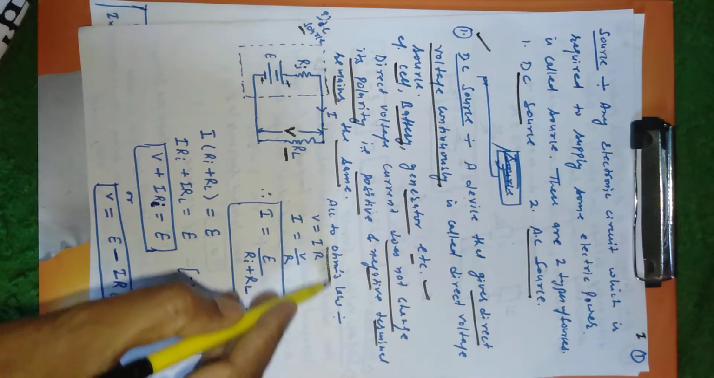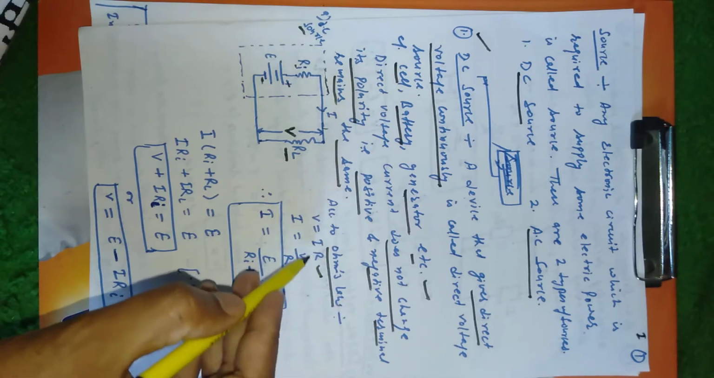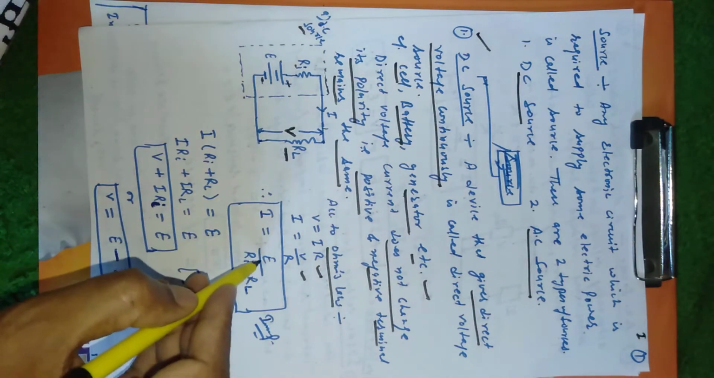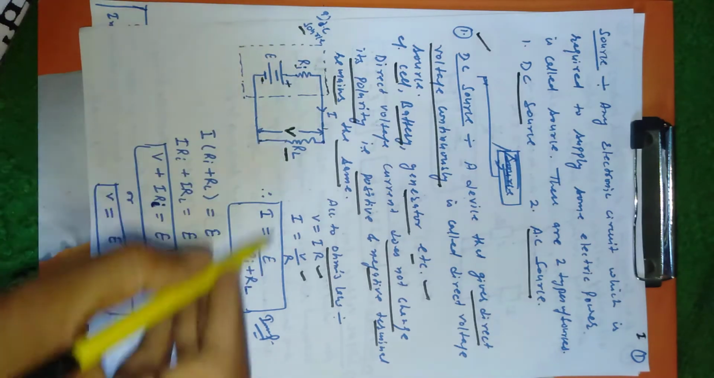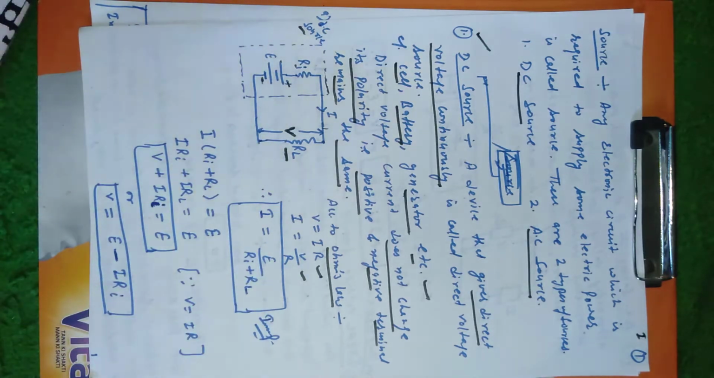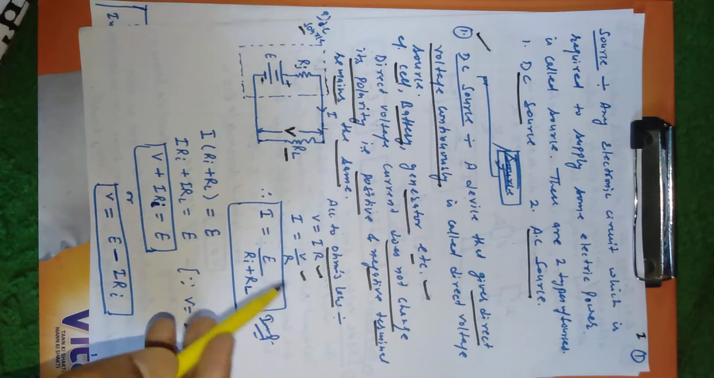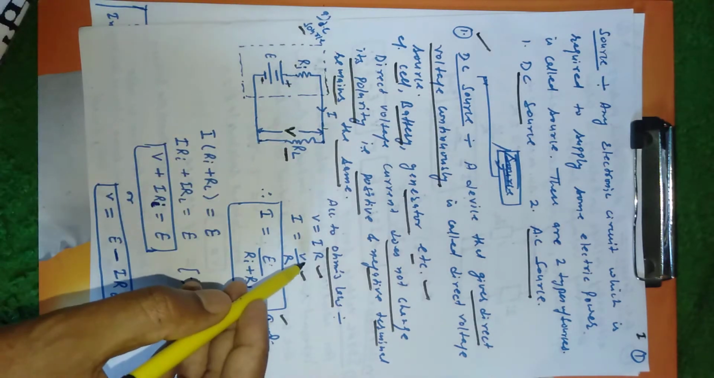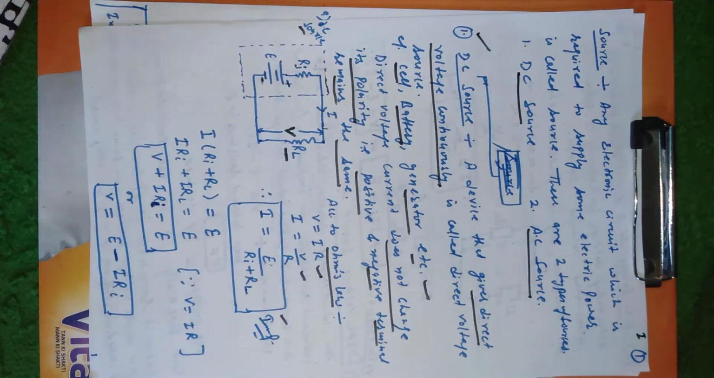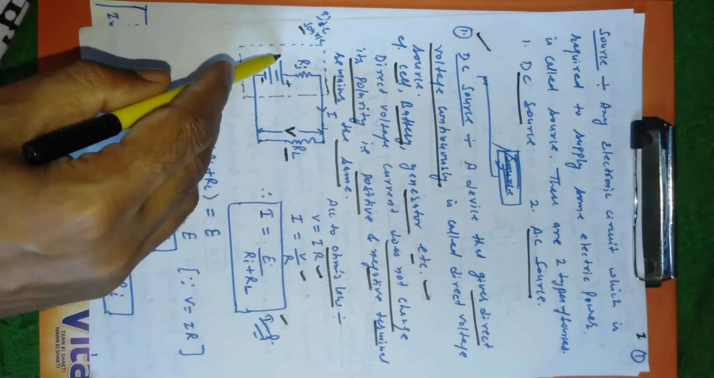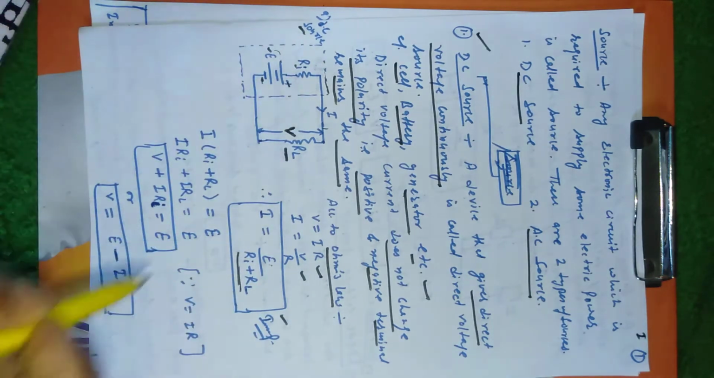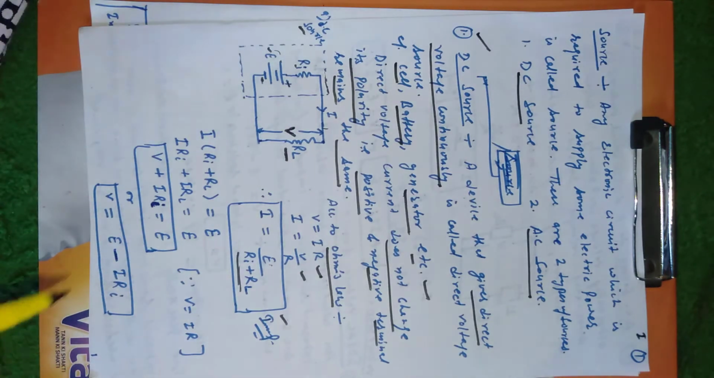According to Ohm's law, we know that V is equal to IR, and from here I is equal to V upon R. Therefore we can calculate the I. What will be the I? That is, I is equal to E upon Ri plus RL, where E is the input voltage, and the resistances Ri and RL are both in series. That's why they are added to each other.